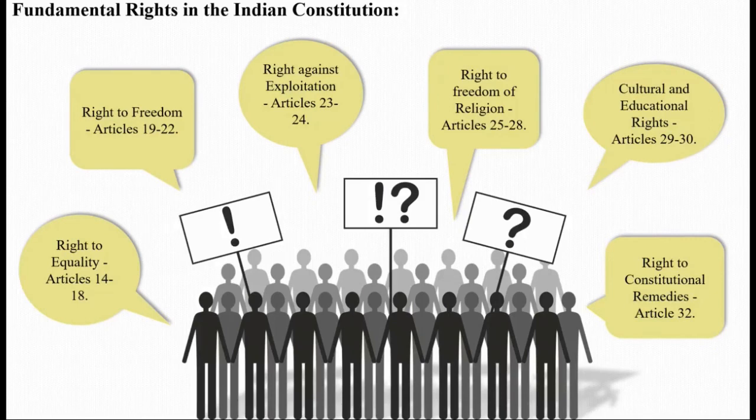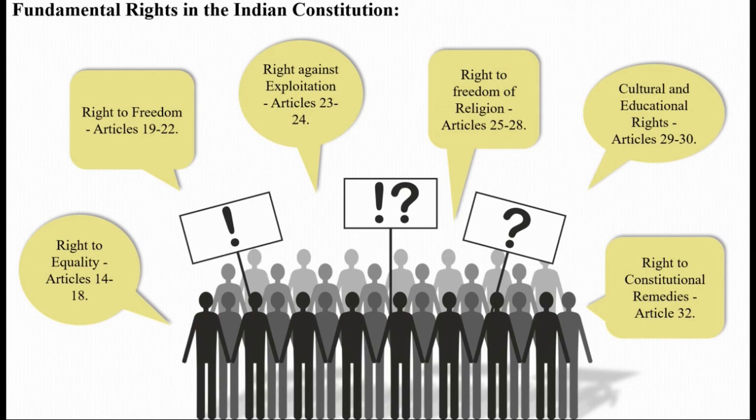Fifth, cultural and educational rights, Article 29 and 30. Article 29(1) provides minorities the right to conserve their distinct language, script, or culture. Article 29(2) states that no citizen will be denied admission to any educational institution maintained by the state or receiving aid out of state funds on grounds of religion, race, caste, language, etc.